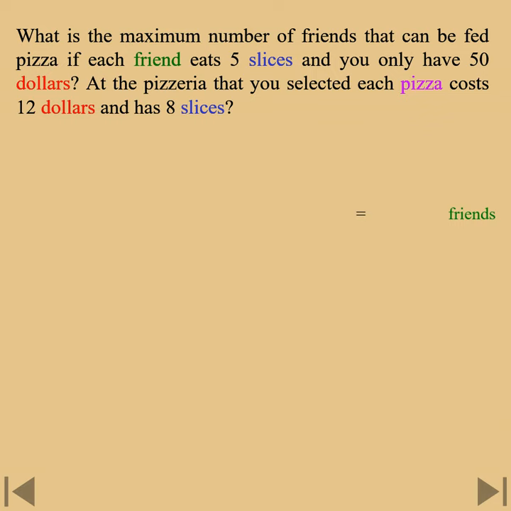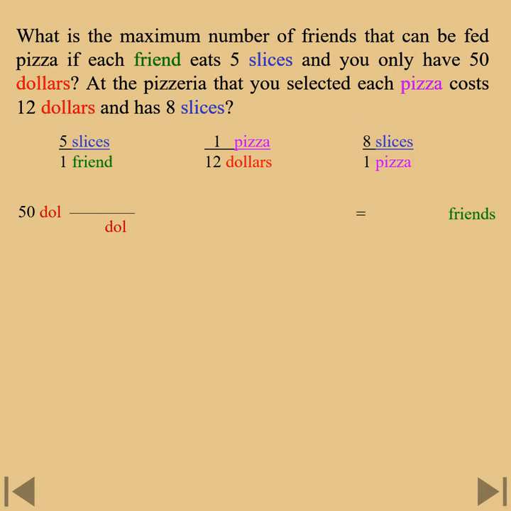So let's see what number has a single unit. Is that just 5 slices, or is that 5 slices per something? That's 5 slices per friend, so that's 2 units. Can't start with that one. What about that $50? Is that $50 or $50 per something? I think that's just $50, so that's probably what we're going to start with. And then let's check out the other numbers. $12, is that just $12 or $12 per something? Per pizza? And at 8 slices, is that 8 slices per something? Also per pizza. So indeed, only the $50 had a single unit.